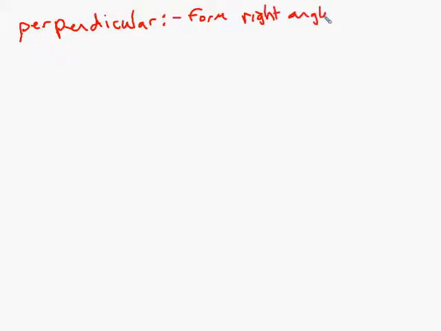Okay, perpendicular lines. Here's the important thing for perpendicular. Perpendicular means that they form right angles. So just look right here. This time the lines intersect, but when they intersect, it's in a special way. We have a right angle. Now this is the important part for us.